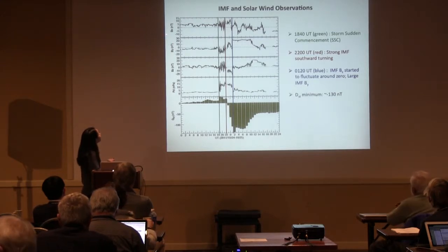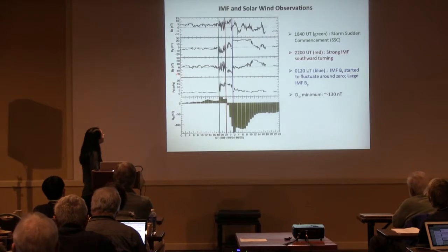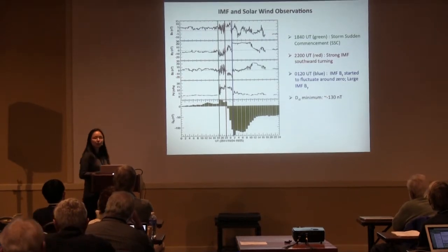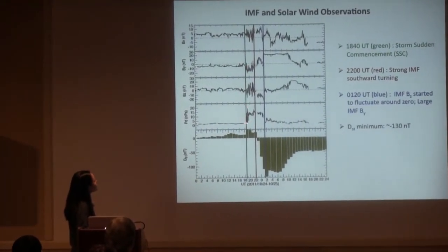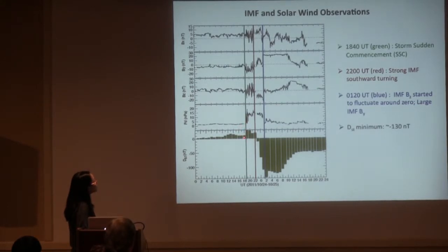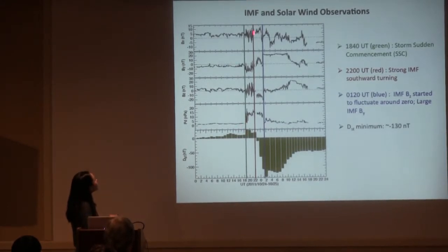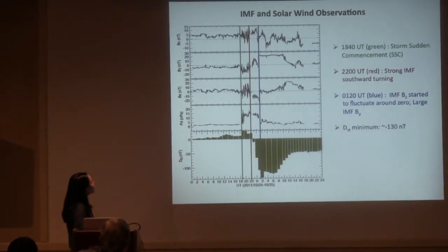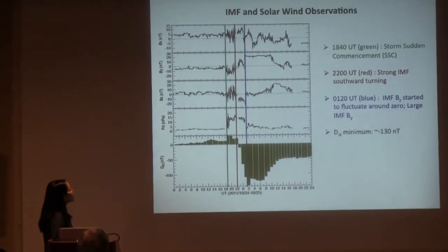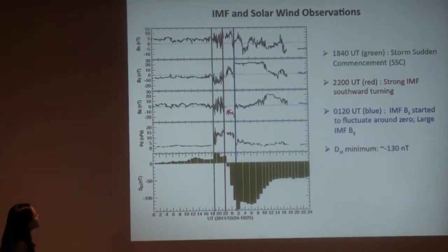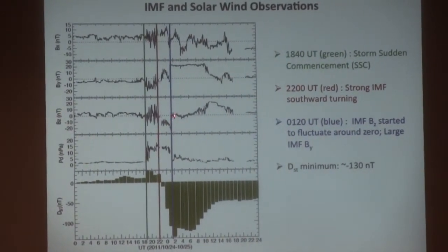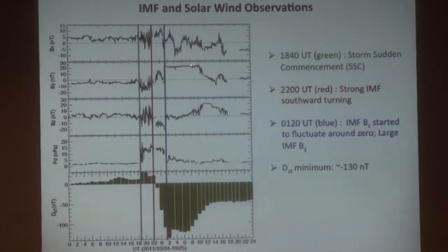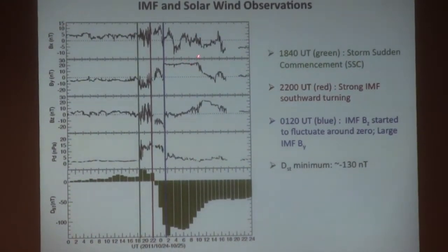From the top to the bottom, I'm showing the IMF Bx, By, Bz components, and the dynamic pressure. So there are three important time cadences to remember. The first one is when the dynamic pressure hits the magnetosphere, and we have the storm sudden commencement here. After that, the IMF started to fluctuate. And then until 22 UT, the IMF became relatively steady and strongly southward. Several hours later, the IMF Bz turned back to above zero. And at this time, the IMF By is about 20 nanotesla, so it's huge and very steady. So it's very interesting.